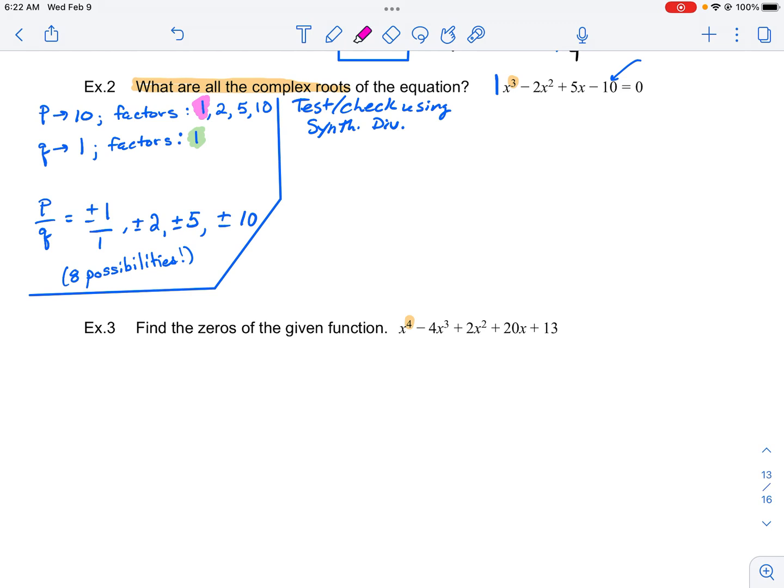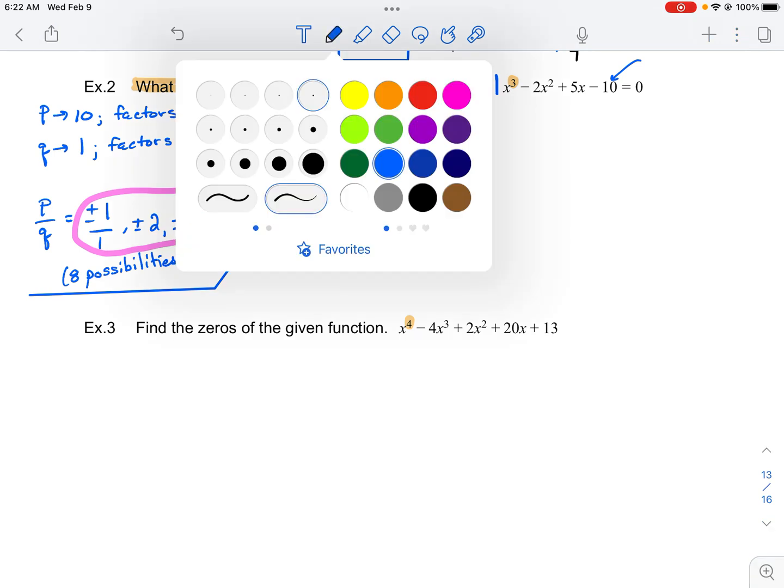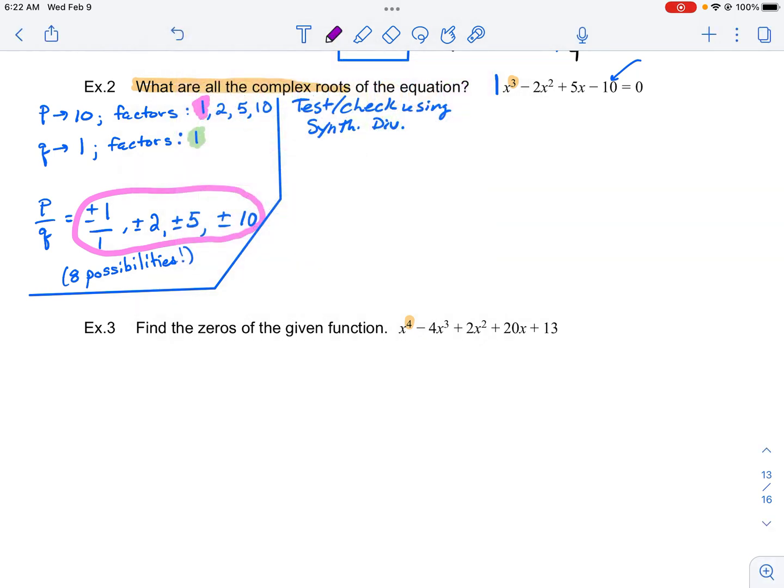So this list of numbers that we've created right here, this list of numbers are possible roots, possible zeros, possible x-intercepts, possible solutions. And we're going to use synthetic division to see if any of them will work into our polynomial. Early on, it's really a matter of guessing and checking. I know that doesn't sound very appealing, but sometimes it is what it is.